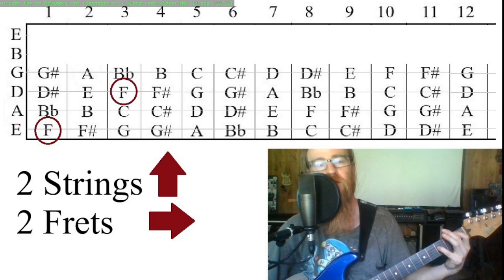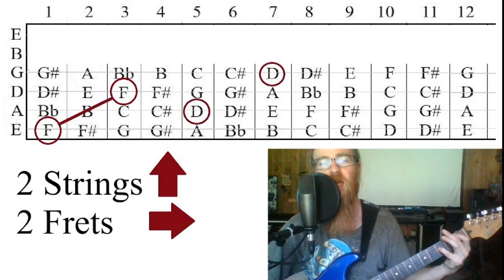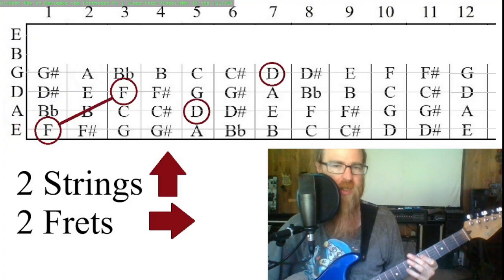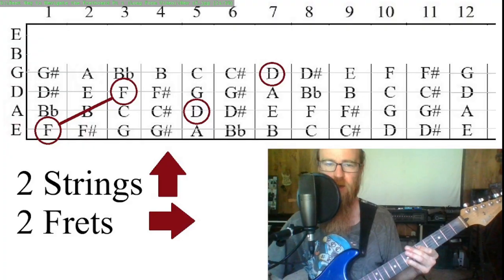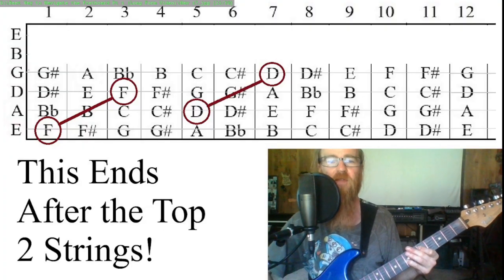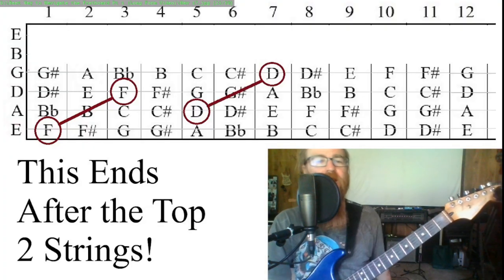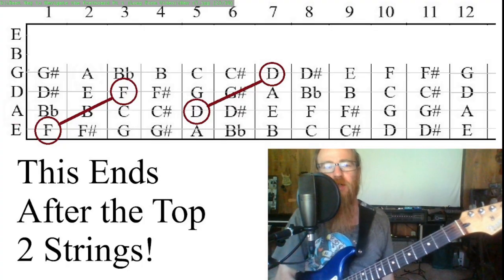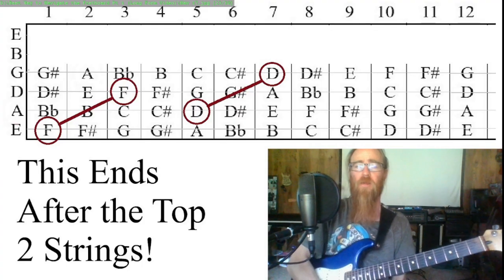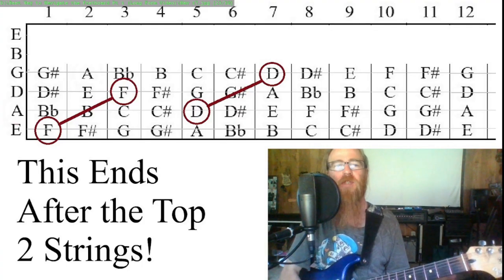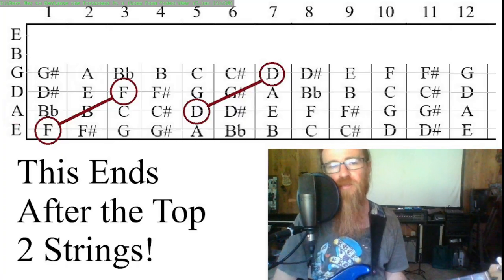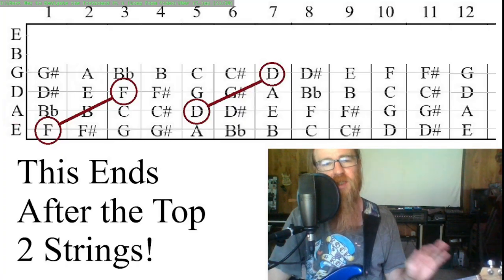Another thing is that if you go two strings down, two frets over, you're going to find the same note. This also works on the fifth string. Now this ends at the top two strings. You're not going to be able to do this with the fourth string. You're only going to be able to do this with the sixth and fifth strings.